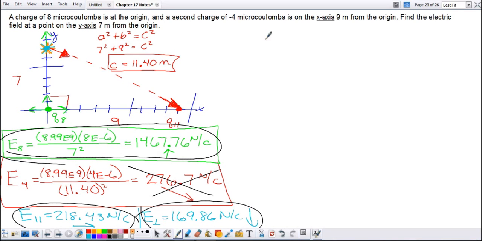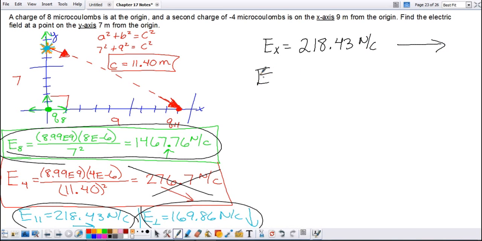So we're going to find the net electric field in the x direction. So we only have one x direction, so when we add them up, it's pretty simple. We just get what we have, 218.43 newtons per coulomb, and that is to the right.